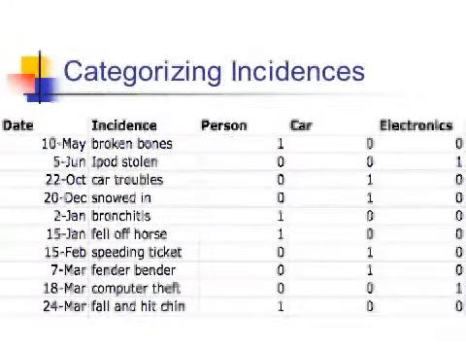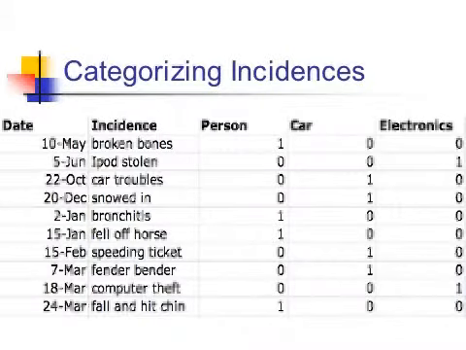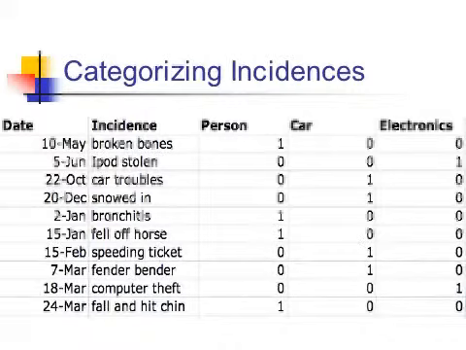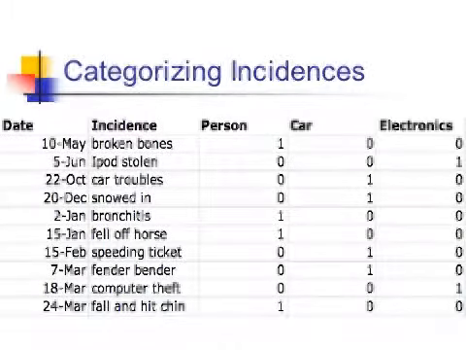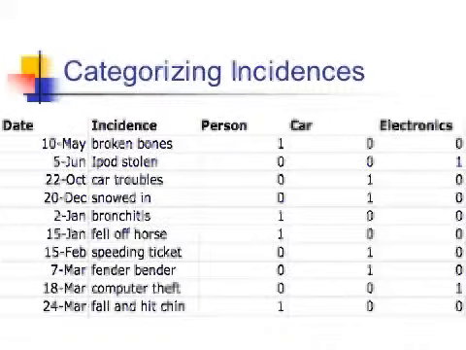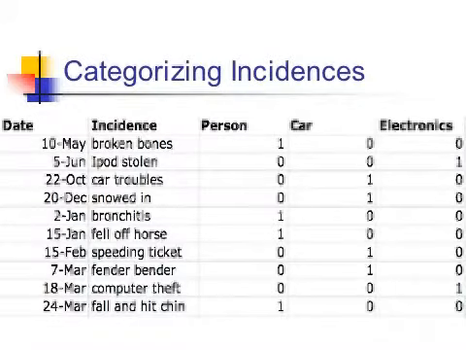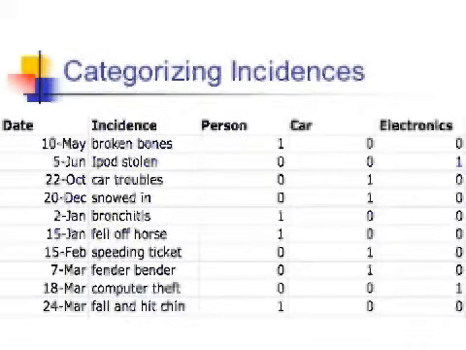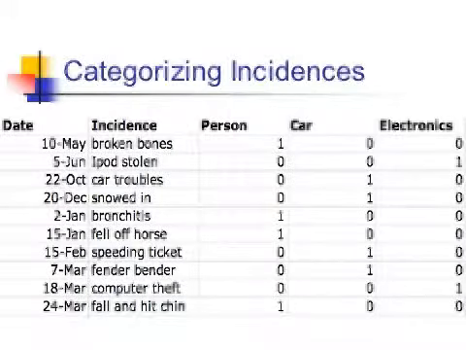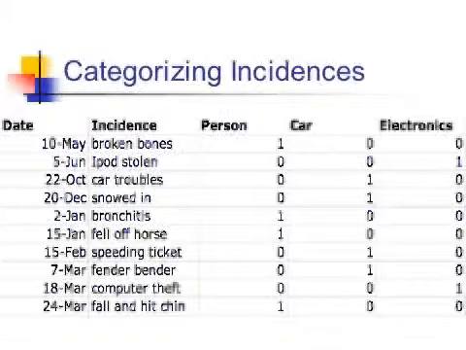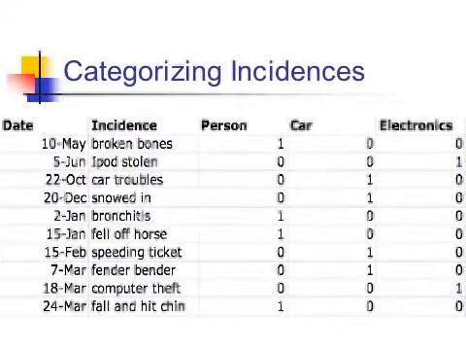The next step when analyzing risk analysis is to categorize the incidences by organizing similar incidences into categories together. The three categories that I used are personal injuries, car, and electronics. Then I went through for each incident and put a 1 in the category that pertained to it and a 0 in the other two categories that it does not fit in. For example, on February 15th I got a speeding ticket, so I put a 1 in the car category and a 0 in the person and electronics categories.